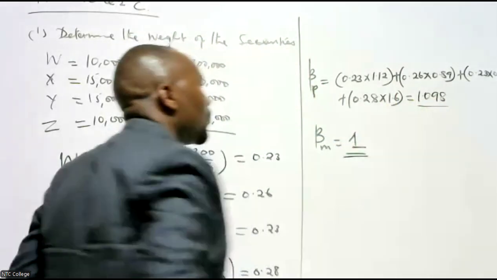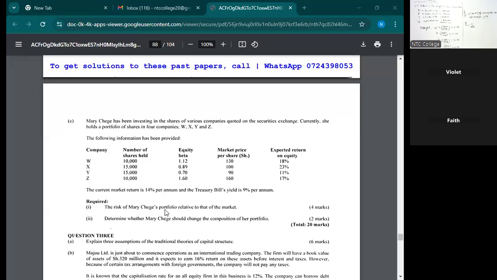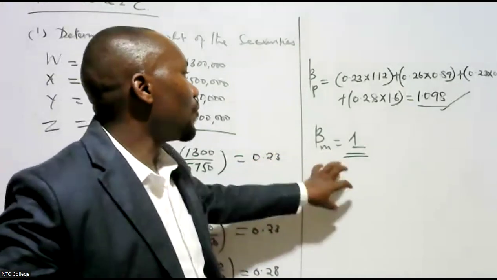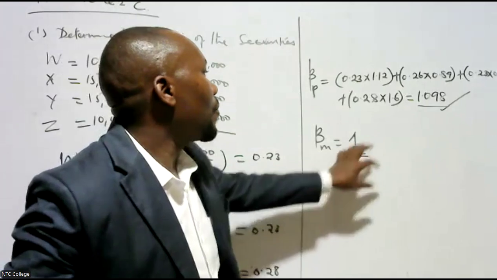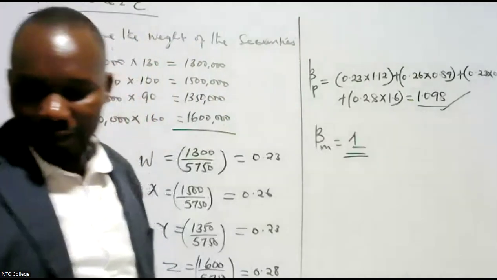How do you compare the two? The risk of the portfolio relative to that of the market. Basically, the answer you've gotten here. But then you can now explain that the risk of the portfolio is higher than the risk of the market because it is more than 1. Since the risk of the market is always 1, the risk of the portfolio is higher because it's 1.098. That is what they wanted you to get. 4 marks.